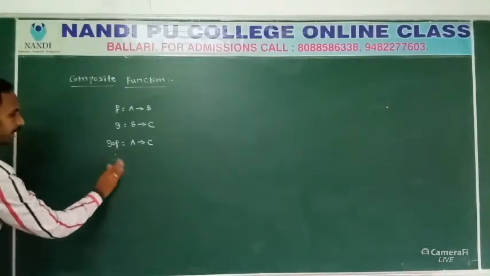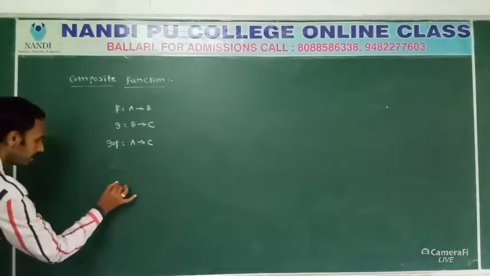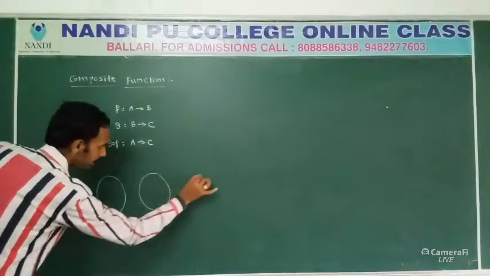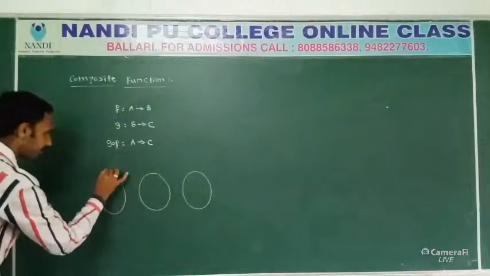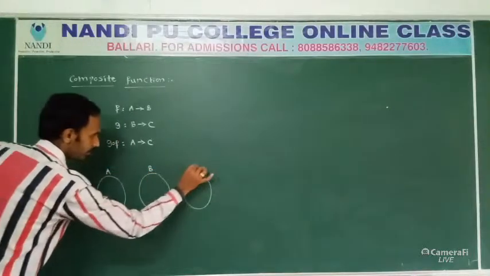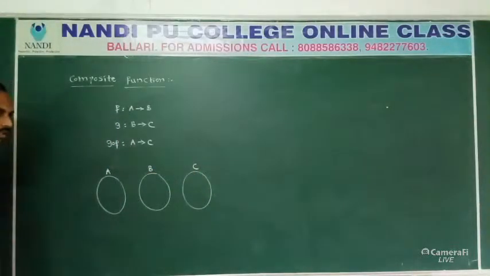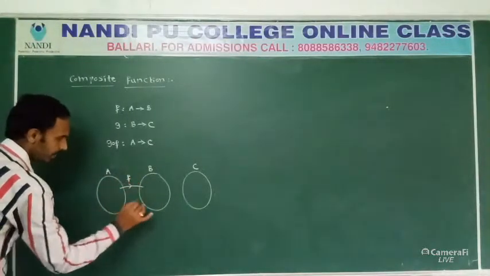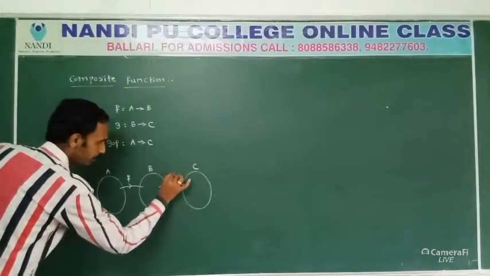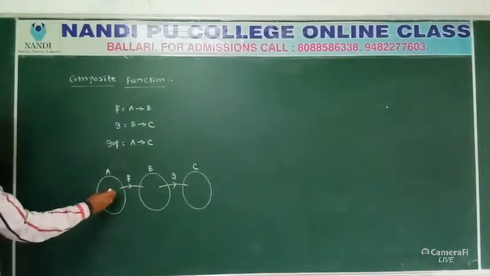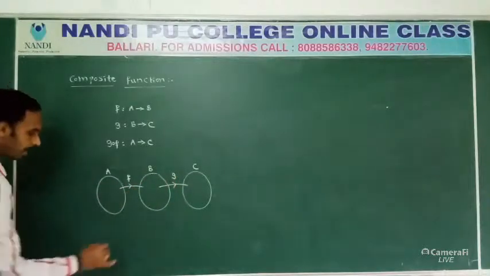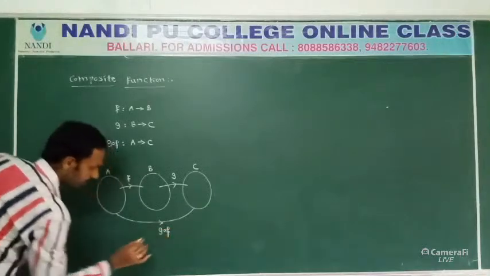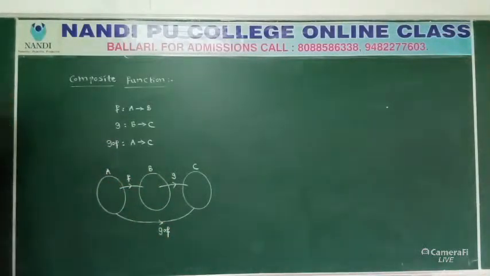Diagrammatically it can be represented as follows. Let us consider three sets A, B, C. F is going from A to B, g is going from B to C. G circle f goes from A to C.